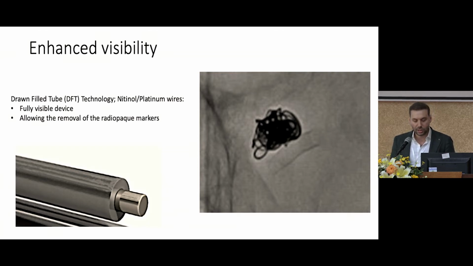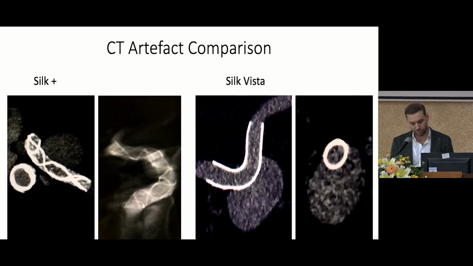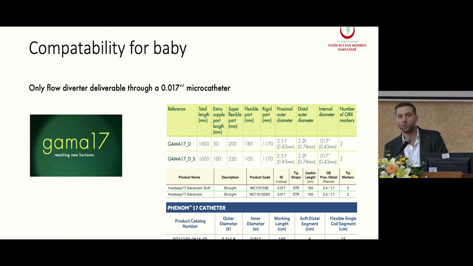This is just to show the previous generation and the new generation of the SILK family, SILK Plus stent and SILK Vista. You can see less artifact and fully visible, you can see all the appositions of the vessel wall very clearly with less artifact. And we are saying it's compatible with a 17-inch microcatheter, which you can use with Gama 17, Headway 17 or Phenom 17. It's compatible with 3 of them without any issue, without any navigation problem, and without any friction.